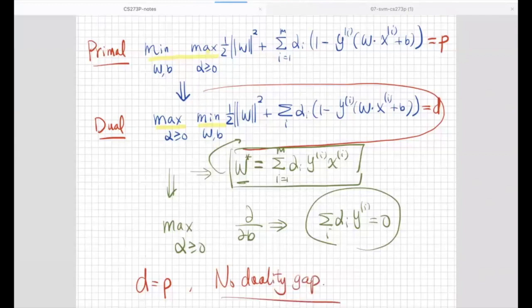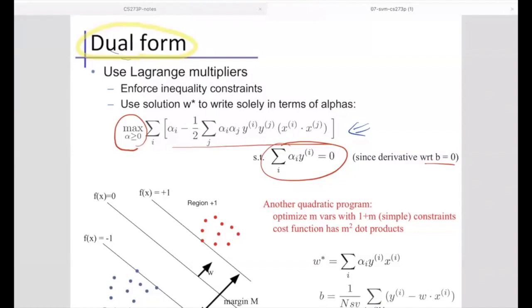I just want to say that because some of you may wonder, if I switch the order here, how do I guarantee these two problems are the same? In this case, they are indeed the same. You can prove it, but I will not go through the detail. That's the benefit: if you know how to solve the dual form, you can solve the original form and vice versa. These two ways of formulating the problem are the same.